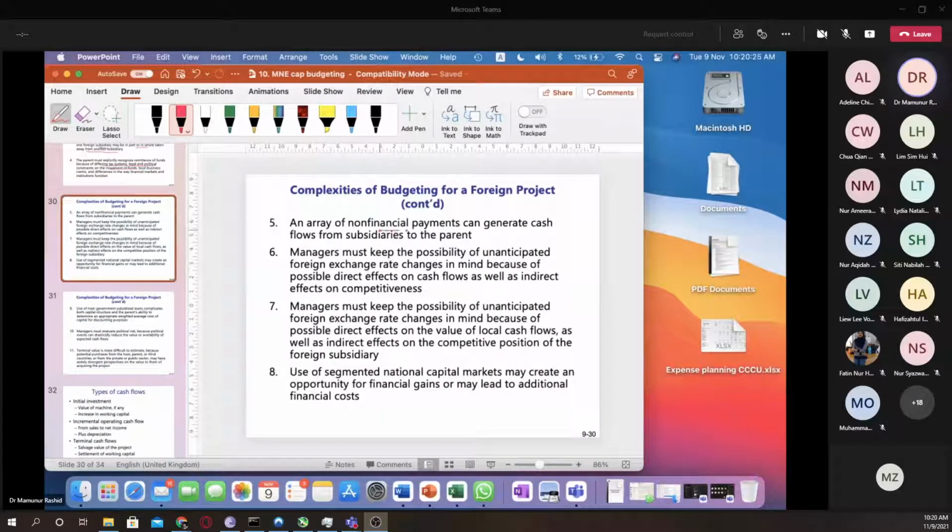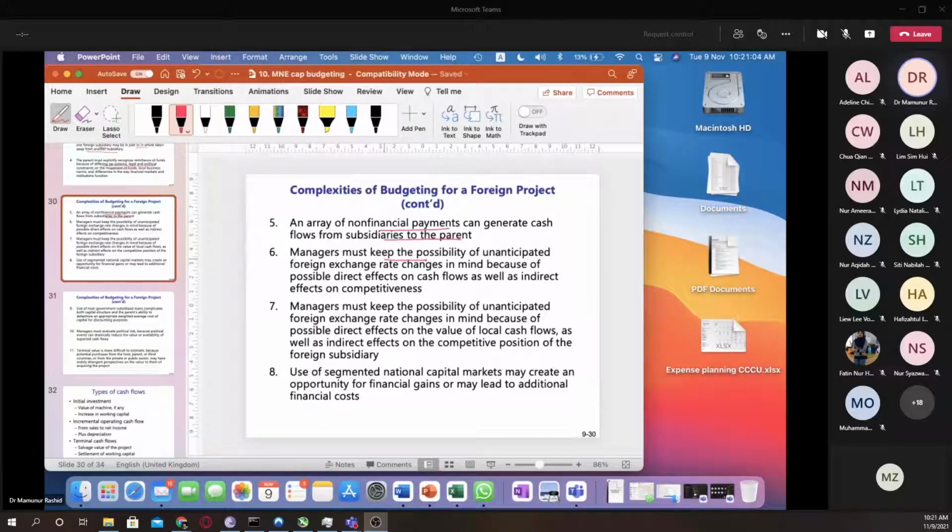Complexities: an array of non-financial payments can generate cash flows from subsidiaries to the parent. So there might be payments not related to debt and equity. You may need to find out how you can pay the parent company using export and import payments, intra-company transactions, and how you're going to pay salaries to the company officials coming from the mother company. These strategies need to be aligned with the subsidiary company's human resources policy. So some challenges are there.